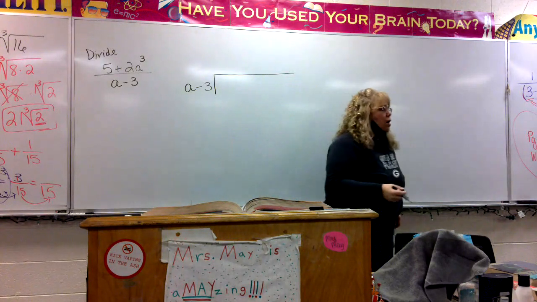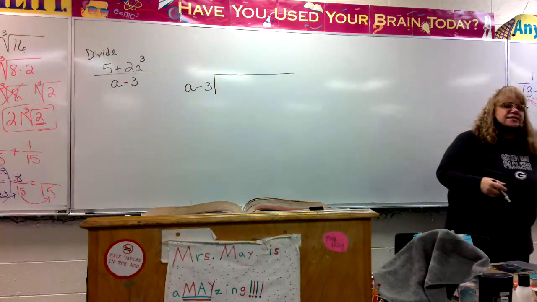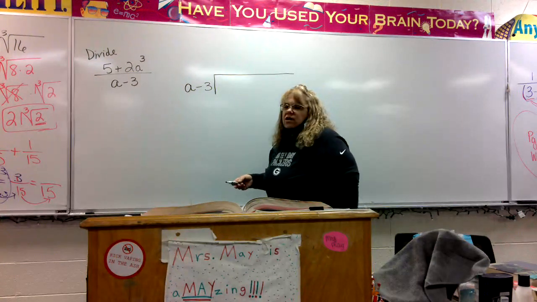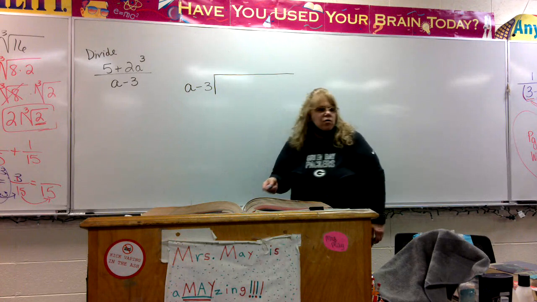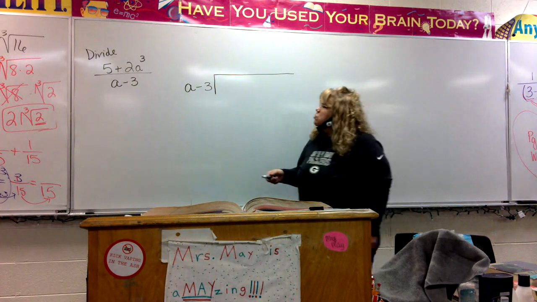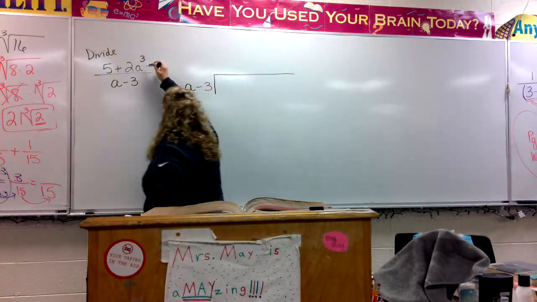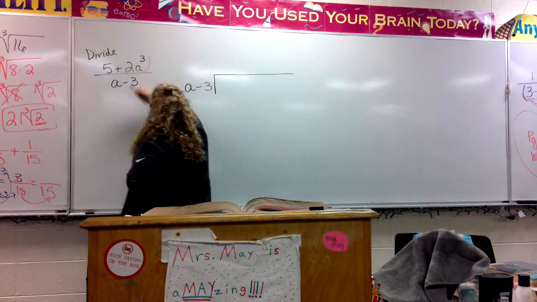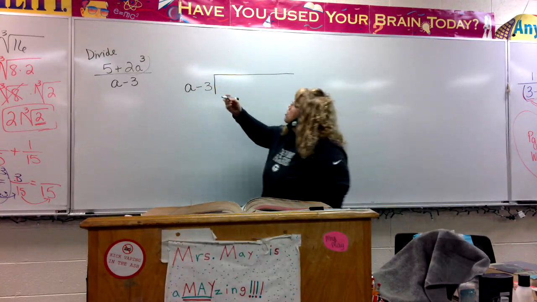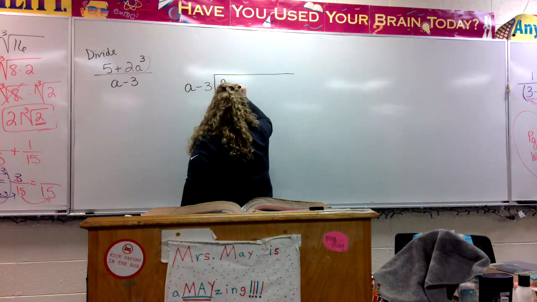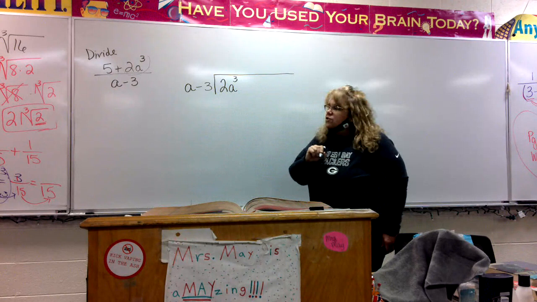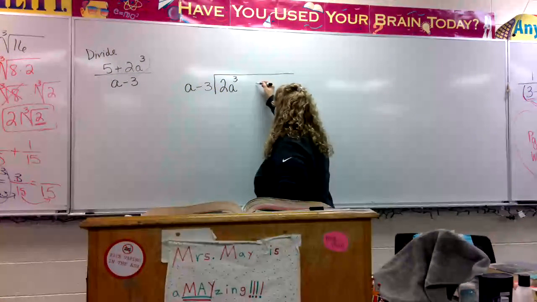Remember from yesterday, one of the most important things is they have to decrease in order of the powers of a or x or whatever variable you're working with. So what you need to do is start with the biggest power. And in this case, the biggest power would be a to the third, right? So I'm going to start with 2a to the third. The only other thing I have is a plus 5.